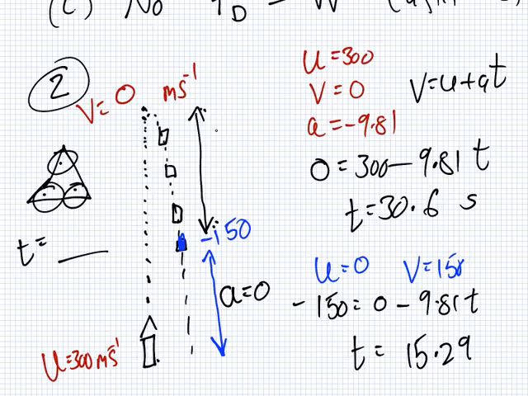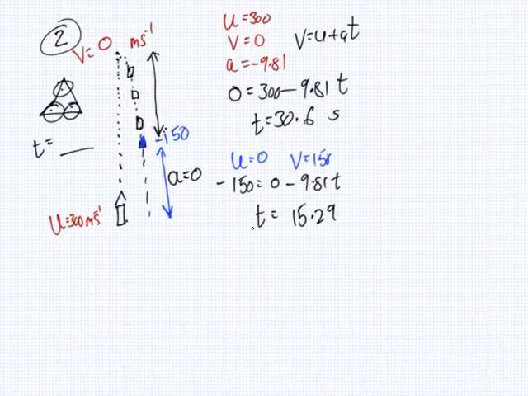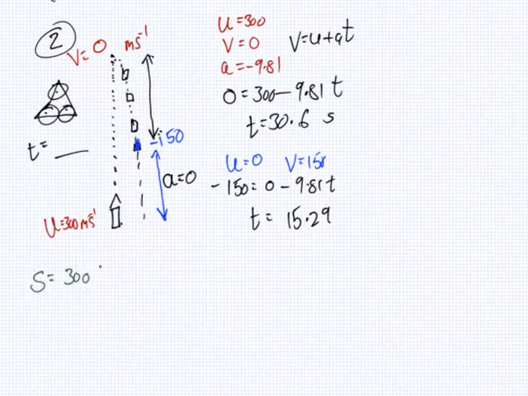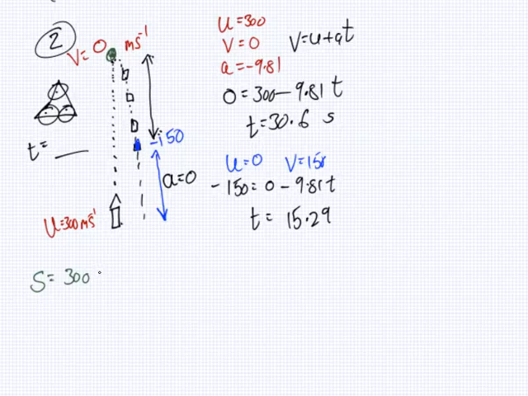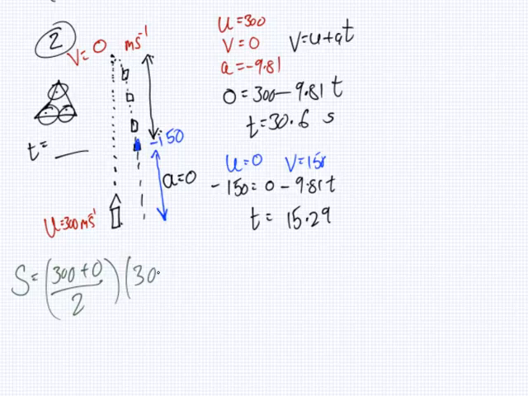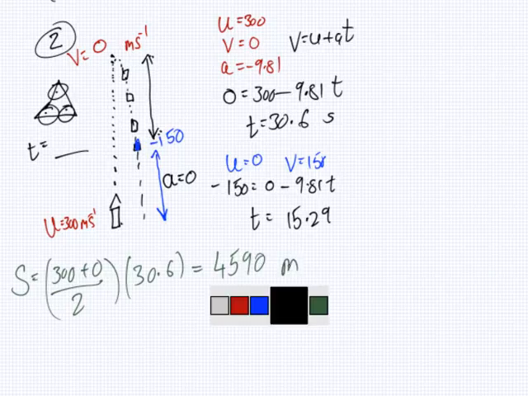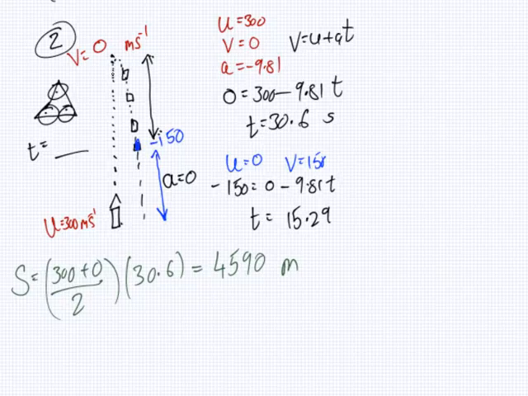So if we go back to the start, we can calculate the S. We'll go for the S to get to the top: S equals U plus V over 2 times T. That would be a bit easier to use. The T to the top was 30.6. So that would be 150 times 30.6, which is 4,590 meters. Way too big. Maybe it's a sniper rifle or something. Okay, so that's the distance at the top.